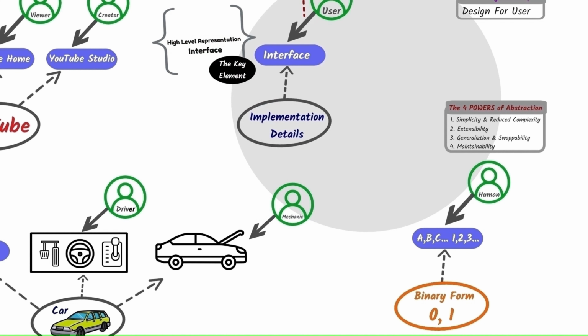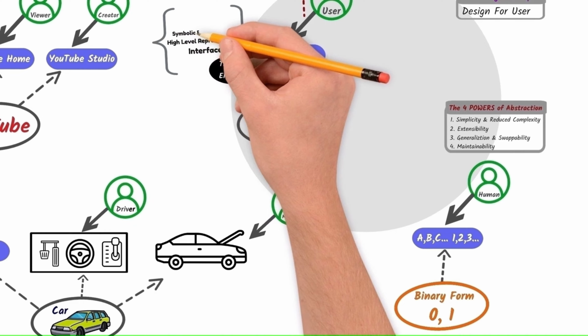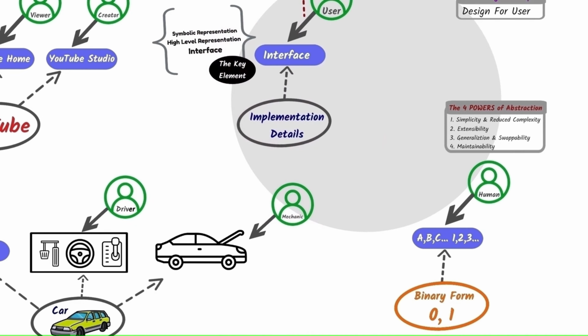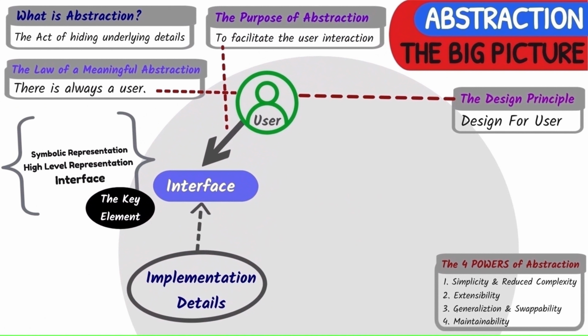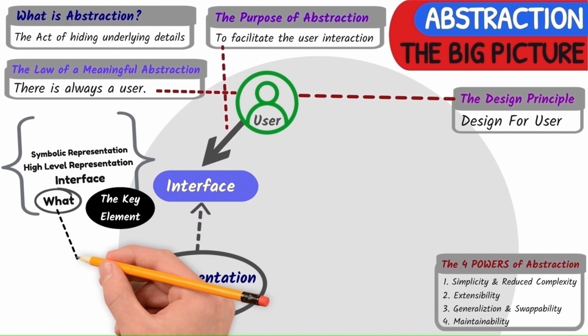But that's not all. If you look at it from another angle, you can also call it a symbolic representation of the entity. And that wouldn't be wrong either. These are some of the perspectives of looking into this key element. Let's keep going. We can also see this in a what and how classification.